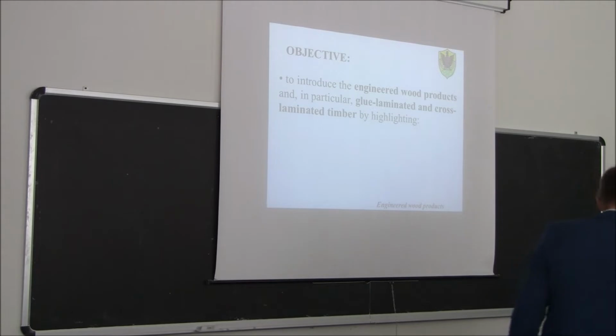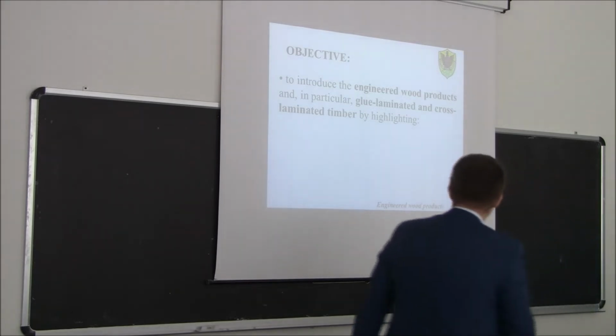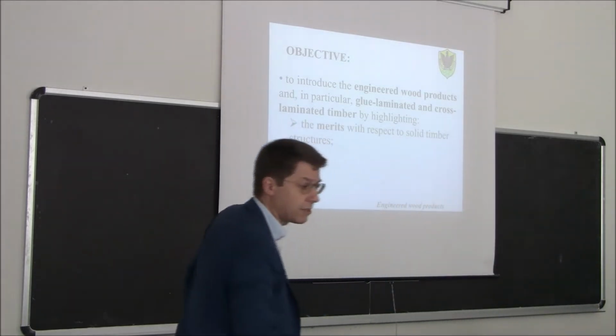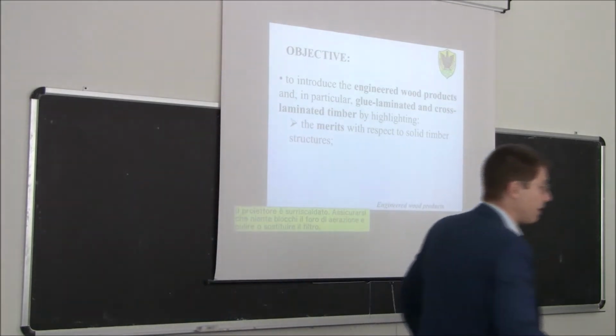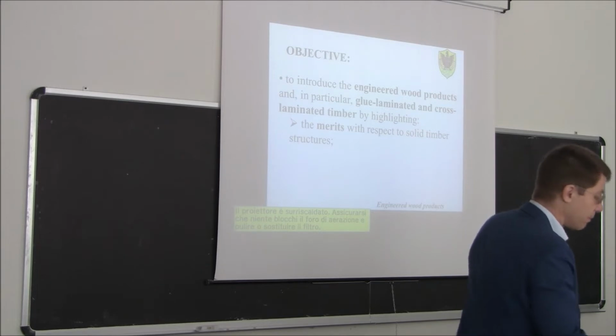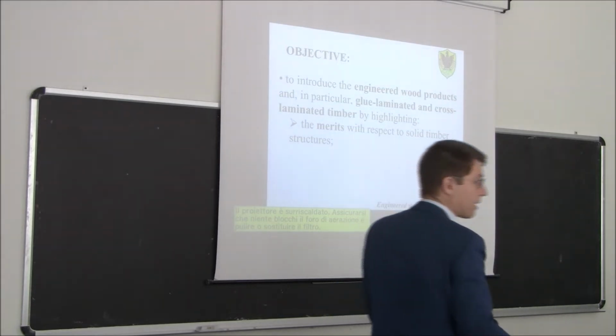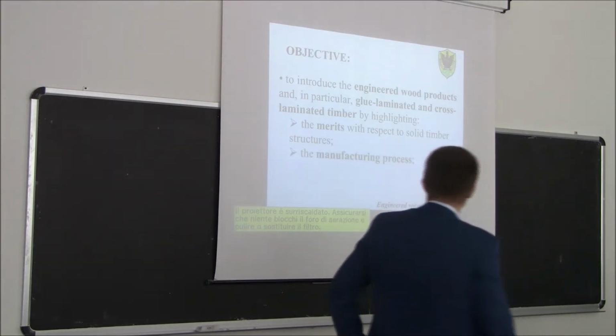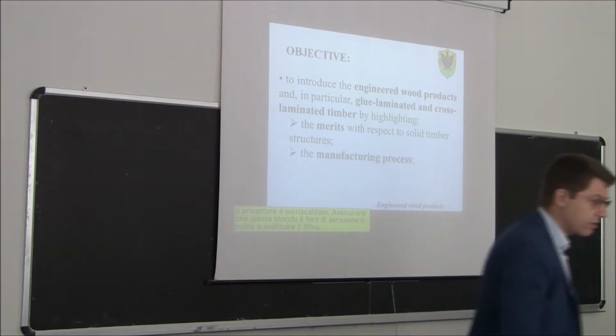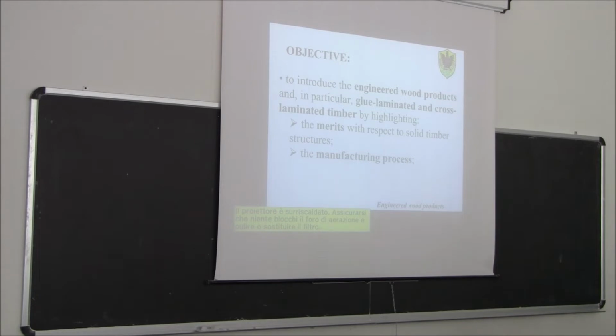So cross-laminated timber. What we are going to do is highlight what the advantages of this material are relative to solid timber, what we were discussing yesterday basically. Then the manufacturing process, so how are they produced? And then we will show some examples of real structures made from glulam, just to see what the potential of the material is in the end.